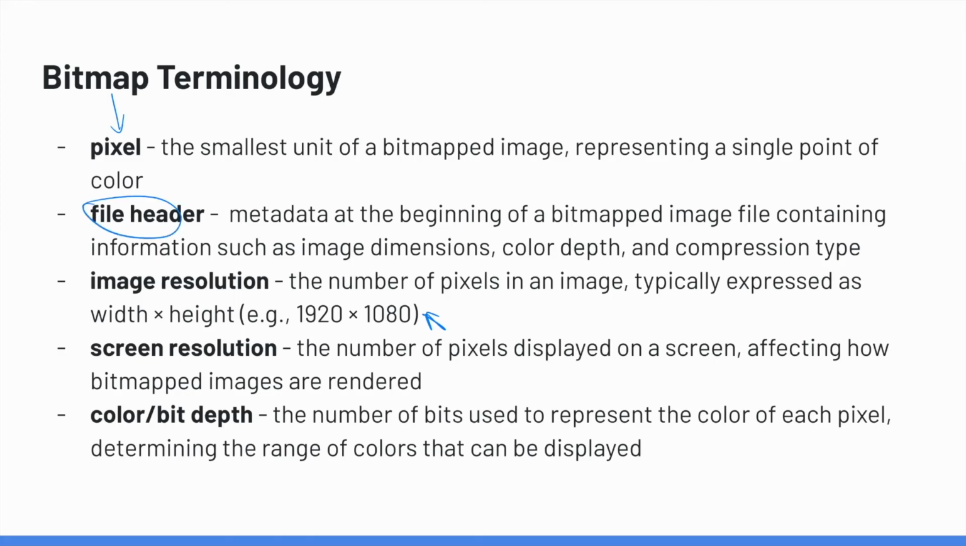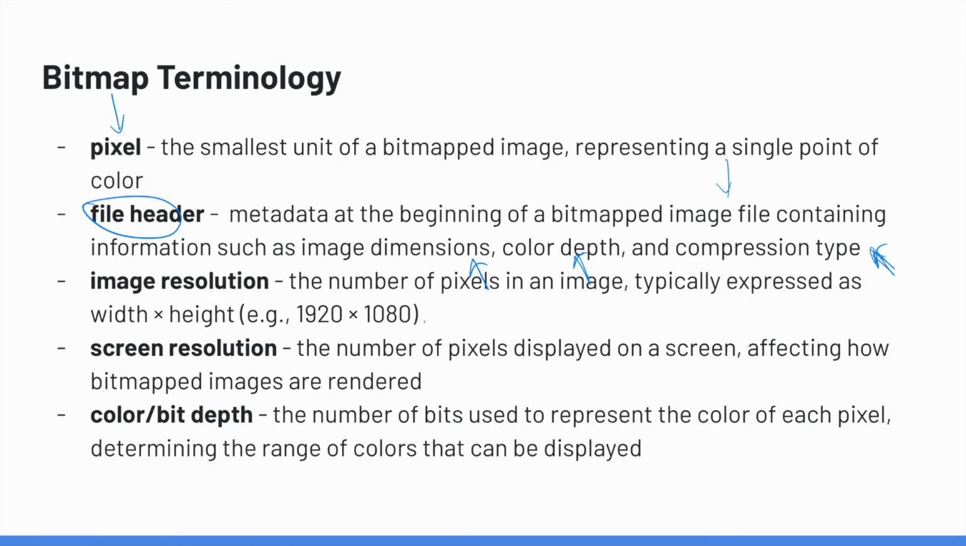Now file headers are metadata, so they're basically additional information that you can access that are attached to an image file, and they contain information such as dimensions, color depth, and compression type. And we'll see more about what compression means, and we'll talk about image dimensions here in a second. Now, with image dimensions, we're talking about, again, this.